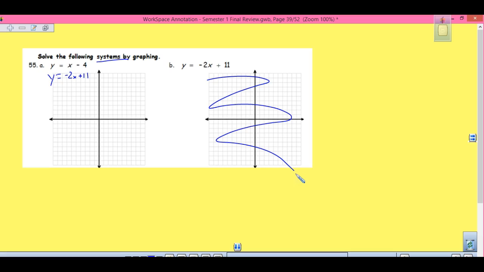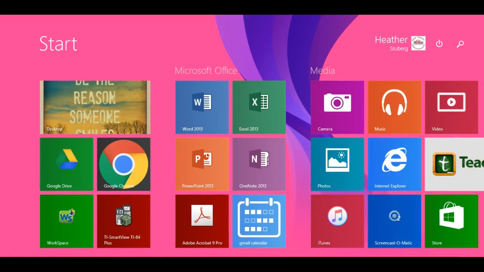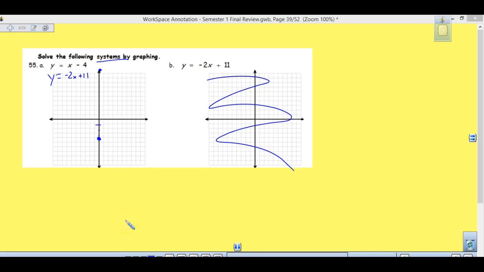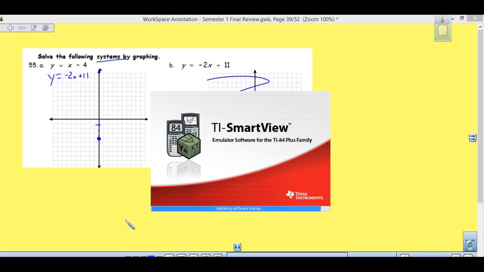Okay, what's my starting point on the top? Negative 4. 1, 2, 3, 4. 11. Okay, then you should be able to, because it's graphing systems, punch it into your calculator. Go to your y equals.